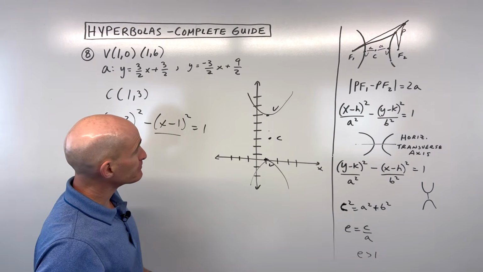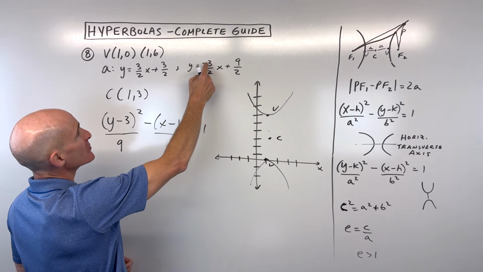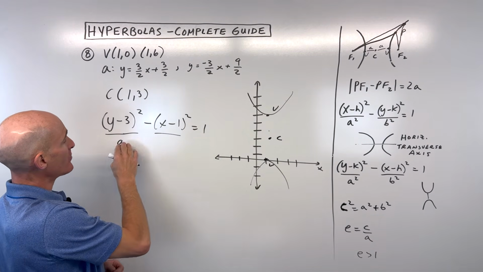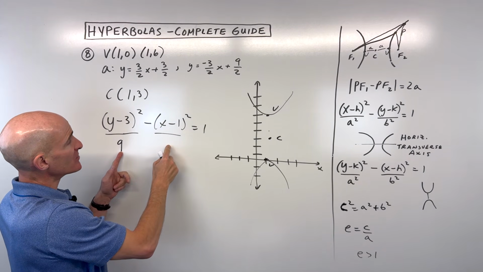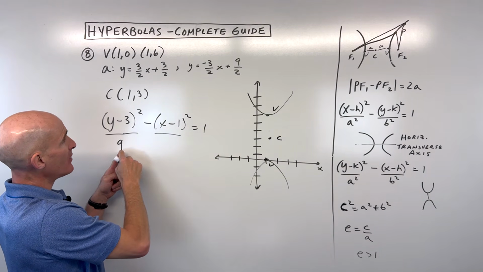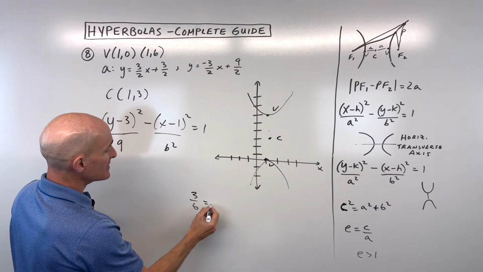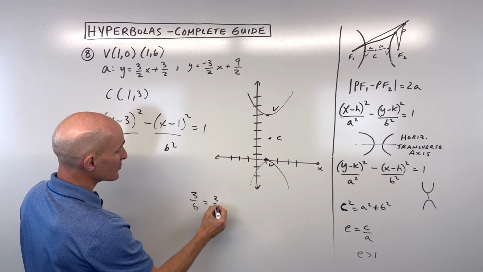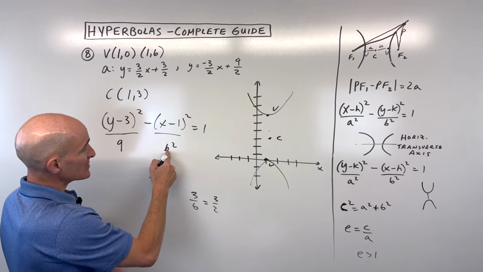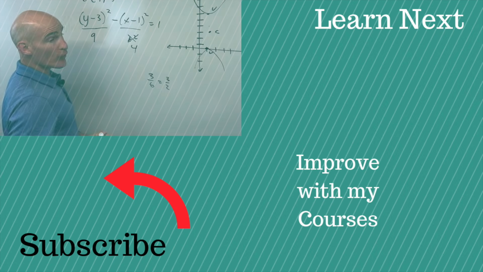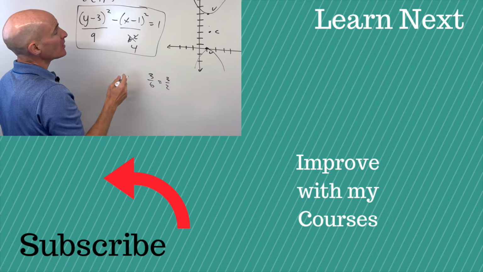Now remember, for the asymptotes, the slope is the rise over the run. The number underneath the y is going to be the rise, and the number underneath the x is going to be the run. So you can see we have 3 over b is equal to our slope, which is 3/2. And you can see here that b must be equal to 2. So this is going to be b squared, or 4. So that's our standard form of the equation of a hyperbola.